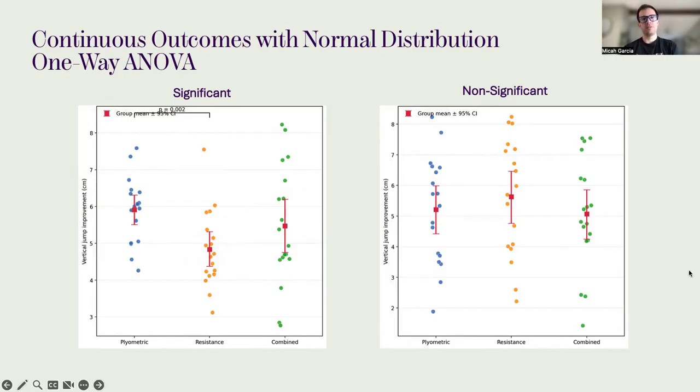On the right, this ANOVA would result in a p-value of greater than 0.05. And here we don't have to do any pairwise comparisons. It just tells us that there's no significant difference because all those means are going to overlap.